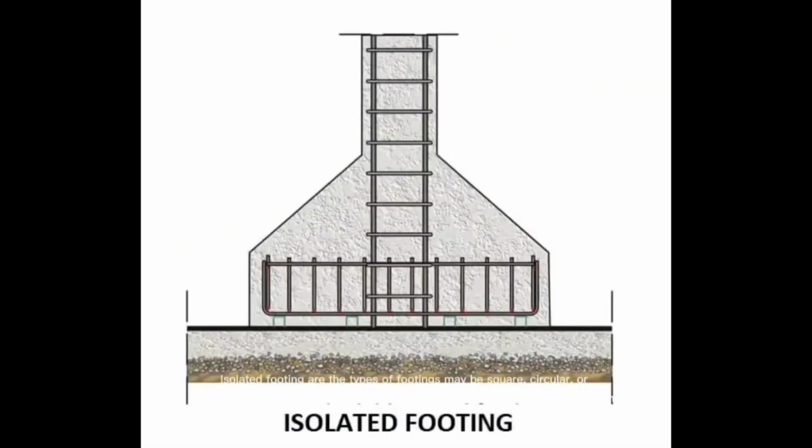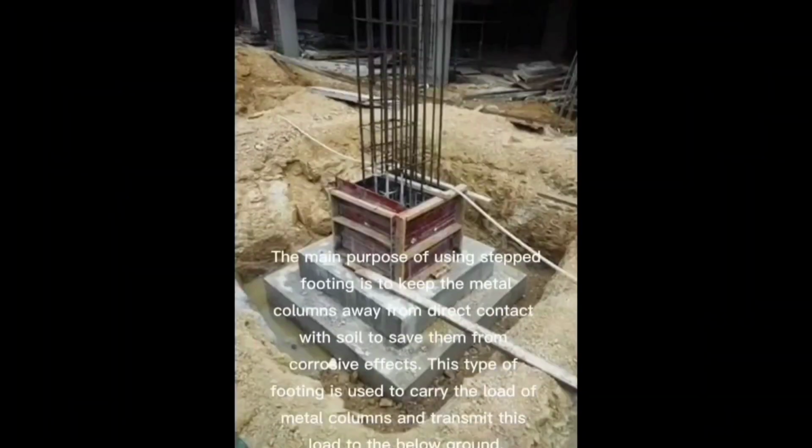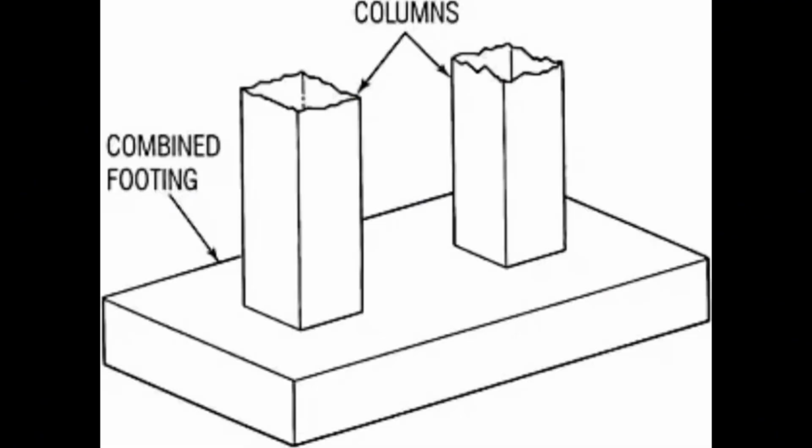Isolated footing. Other types of footings may be square, circular, or individually rectangular slab of uniform thickness provided under each column. The main purpose of using stepped footing is to keep the metal columns away from direct contact with soil to save them from corrosive effects. This type of footing is used to carry the load of metal columns and transmit this load to the below ground.